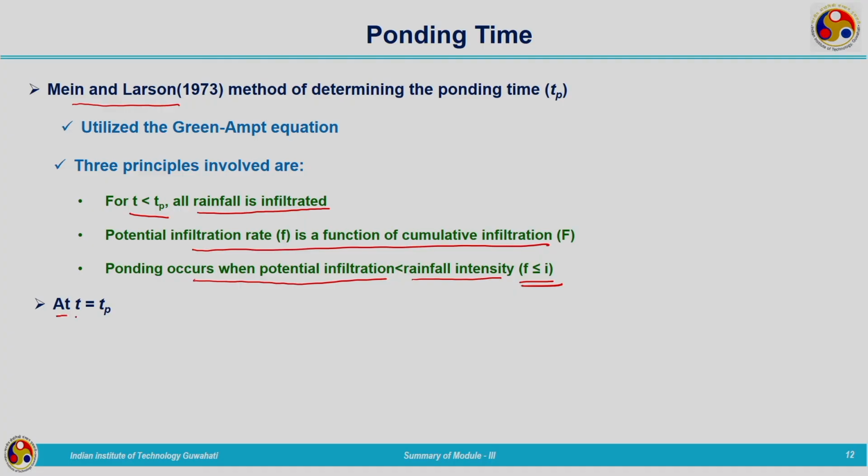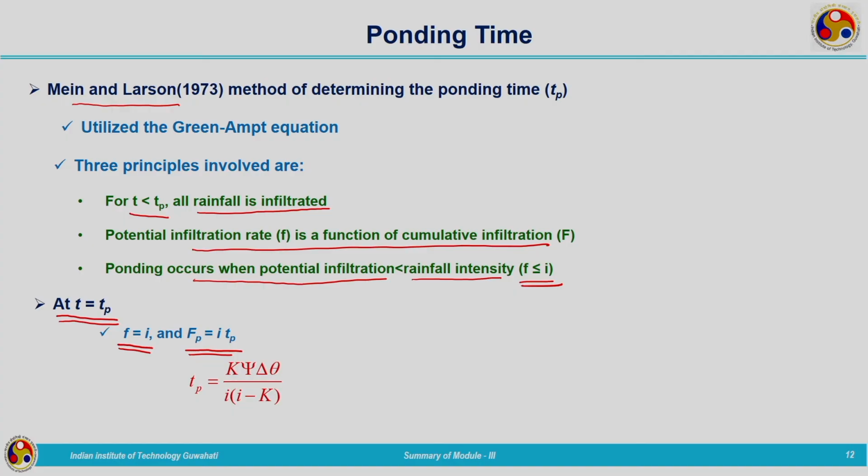At time t equal to tp, the ponding time, we can assume that f is equal to i, the infiltration rate is equal to the intensity of rainfall i. Cumulative infiltration, the total amount of water infiltrated, can be computed by multiplying the intensity of rainfall with the ponding time. With those conditions we have derived the expression for ponding time. After that, we made use of the expression from the Green-Ampt equation and found the expression for ponding time, given by this simple equation.